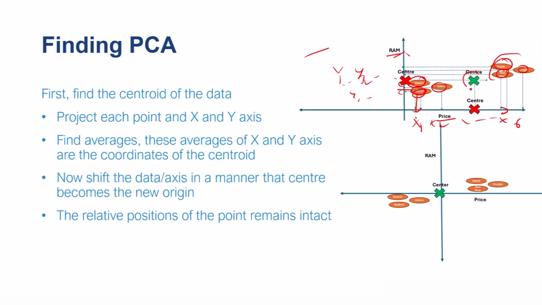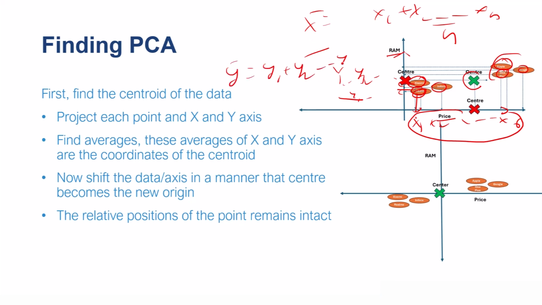The first thing to find the center is to take the average of these x-axis coordinates, that is x bar equal to x1 plus x2 and so on up till xn divided by n. Similarly, take the average of these y coordinates to get y bar equal to y1 plus y2 and so on up till yn divided by n. So we'll get this coordinate of the centroid, which is x bar comma y bar.